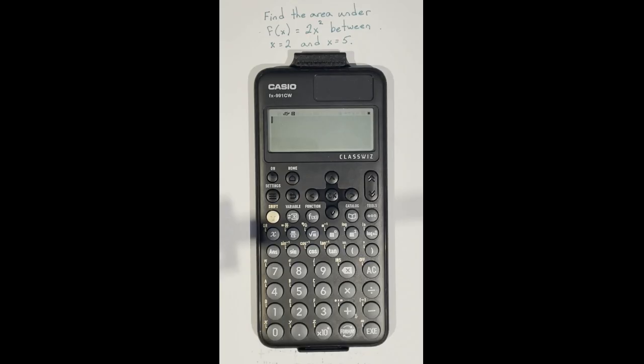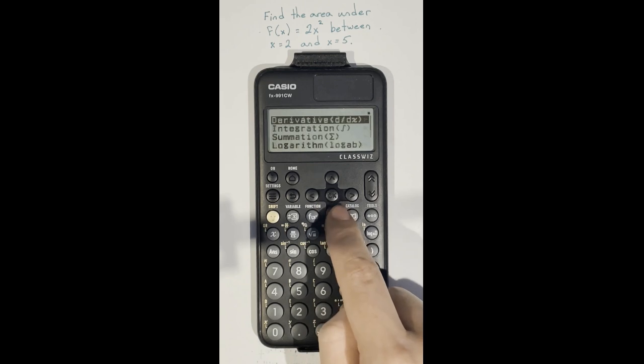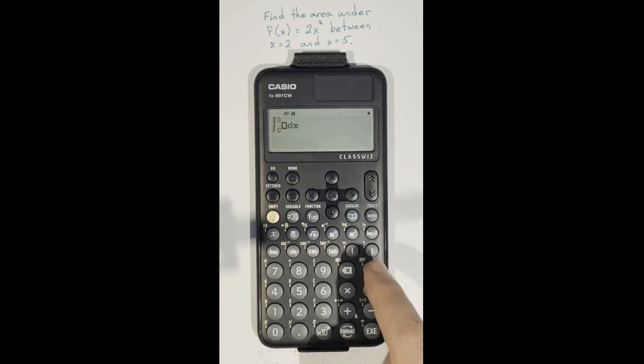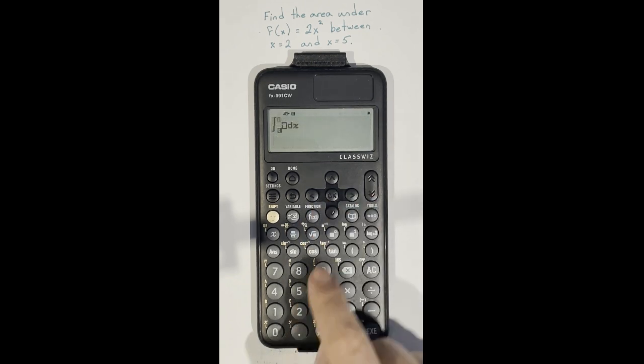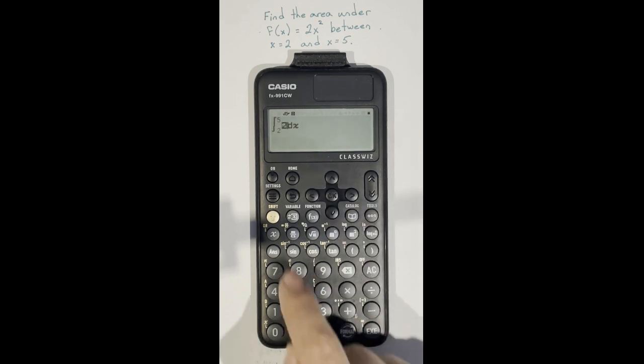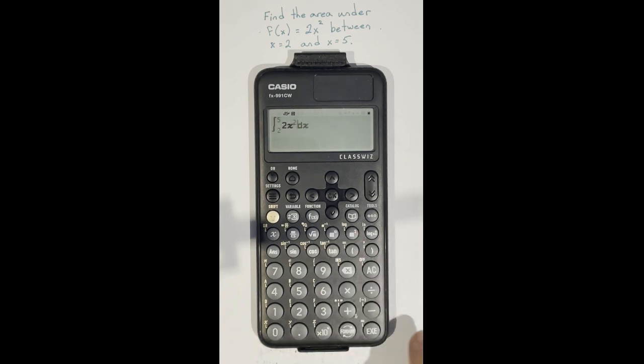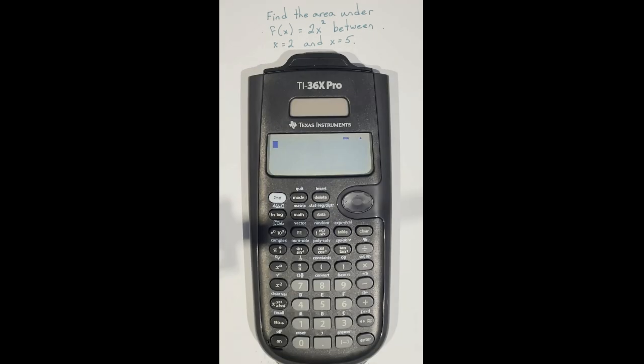Fast forwarding now to integration, our calculators can do that too. Let's see. Find the area under a function. Well, that's just the integral. Let's go to Catalog, Function Analysis, and Integration. We're going to find it between 2 and 5, and our function is 2x squared. And there we go. On our TI calculator, it's right here, so second function. And there you go.